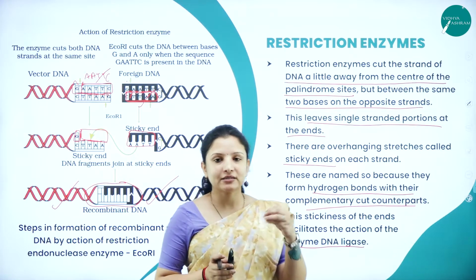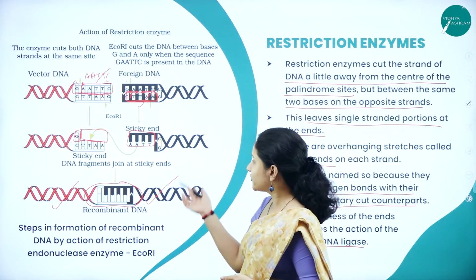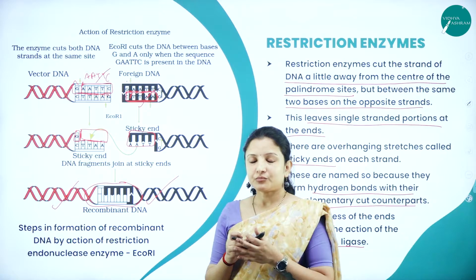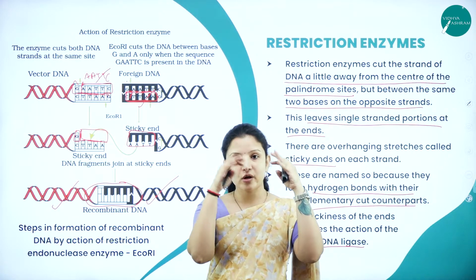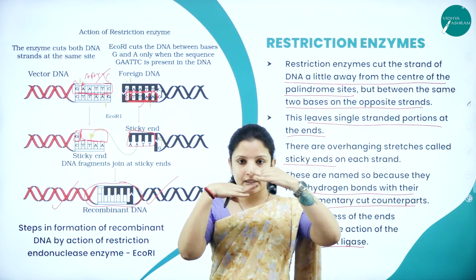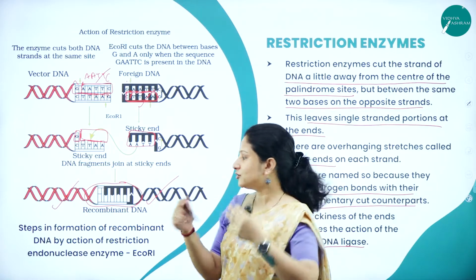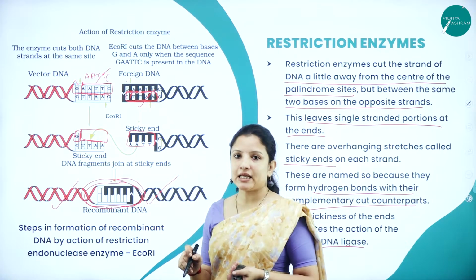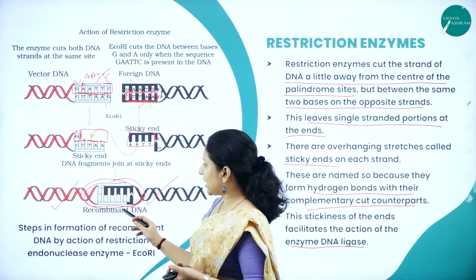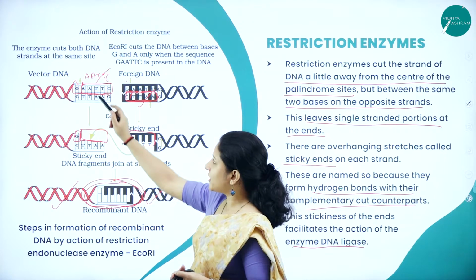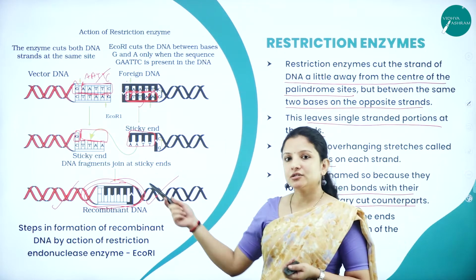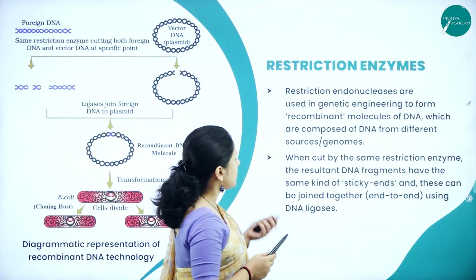So next, after cutting, they introduce an enzyme called DNA ligase. That enzyme, taking the help of the sticky end, will recognize it and help the DNA strands to join and align like this, forming a recombinant DNA. It is a recombinant DNA wherein the strands got recombined from the vector DNA and the foreign DNA. So this is how a restriction enzyme actually works.